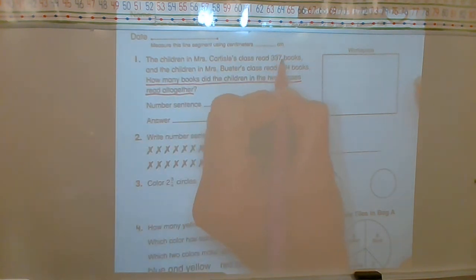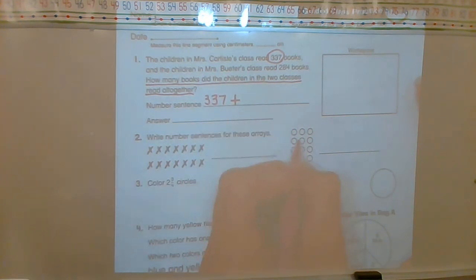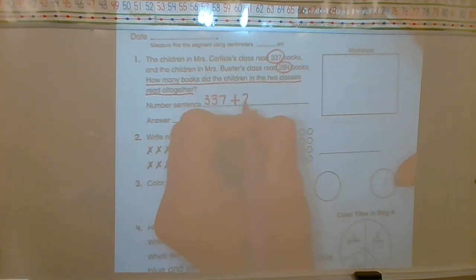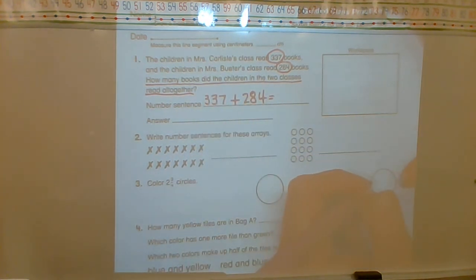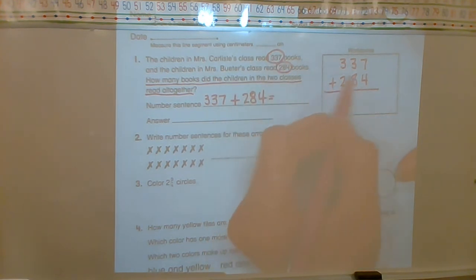Well, how many in Mrs. Carlisle's class? 337. We need this for our number sentence. All together means an addition, some more, plus the 284 from Mrs. Buter's class. All right, we know it's easier to solve if we turn it vertical. So here we go. 337 plus 284. Make sure your numbers are right, because if you write them down wrong, you're going to get it wrong. So always double check.